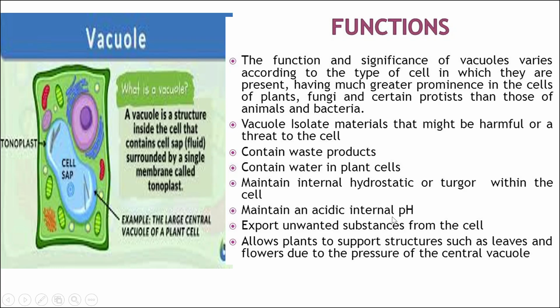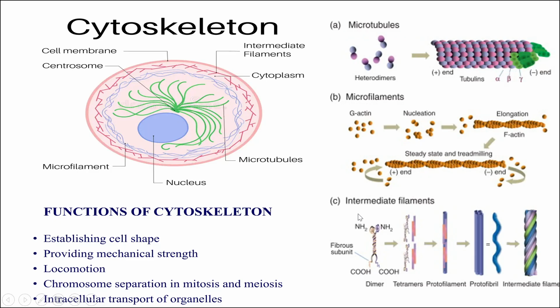Vacuole. The main function of a vacuole varies according to the type of the cell in which it is present, having much greater prominence in the cells of plants, fungi and certain protists than those of animals and bacteria. Vacuoles isolate materials that might be harmful or a threat to the cell. They contain waste products and contain water in plant cells, maintain the internal hydrostatic or turgor pressure within the cell, maintain acidic internal pH, and export unwanted substances from the cell. They allow plants to support structures such as leaves and flowers due to the pressure of the central vacuole.